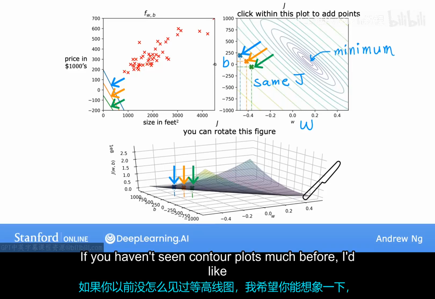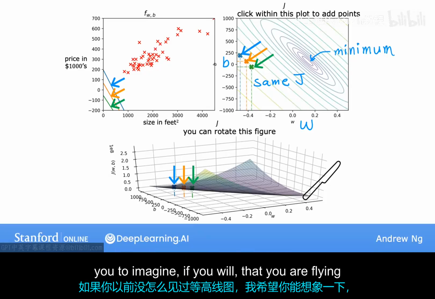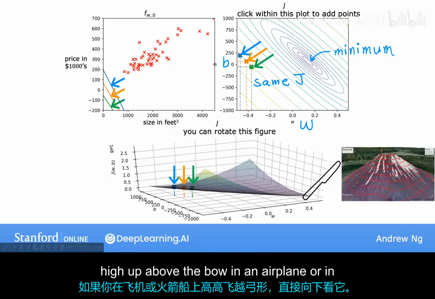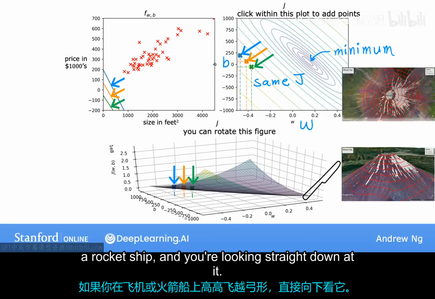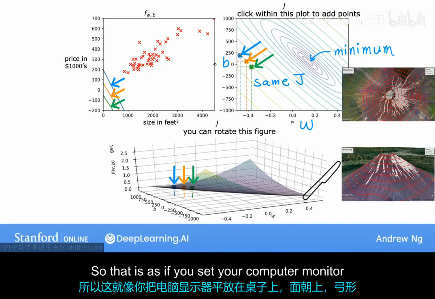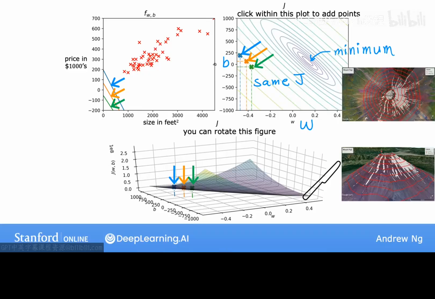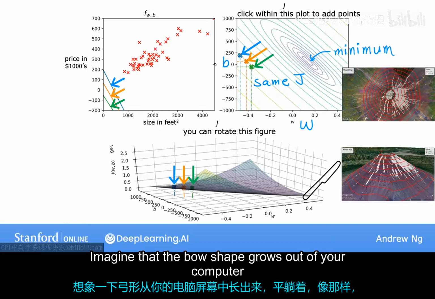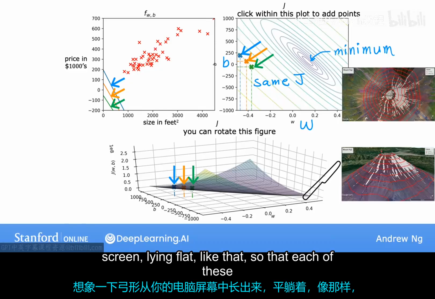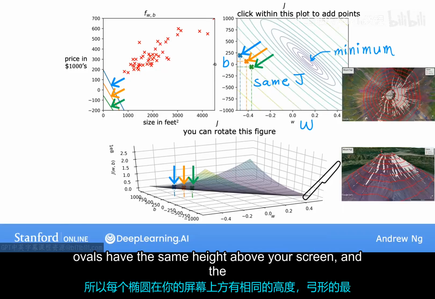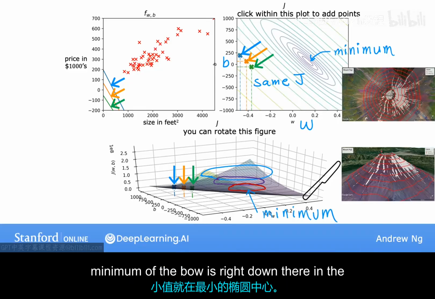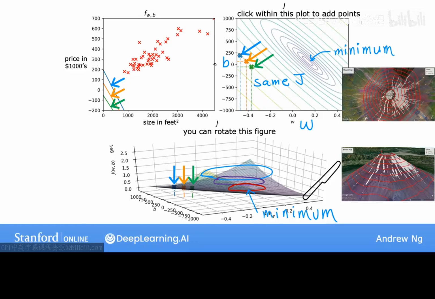If you haven't seen contour plots much before, I'd like you to imagine, if you will, that you are flying high up above the bowl in an aeroplane or in a rocket ship, and you're looking straight down at it. So that is as if you set your computer monitor flat on your desk facing up, and the bowl shape is coming directly out of your screen, rising above your desk. Imagine that the bowl shape grows out of your computer screen lying flat, like that. So that each of these ovals have the same height above your screen, and the minimum of the bowl is right down there in the center of the smallest oval.